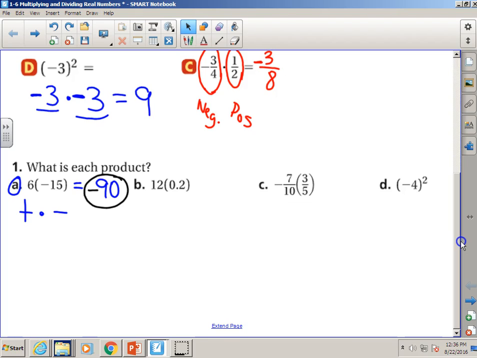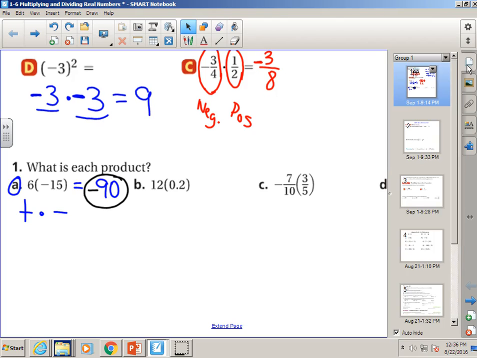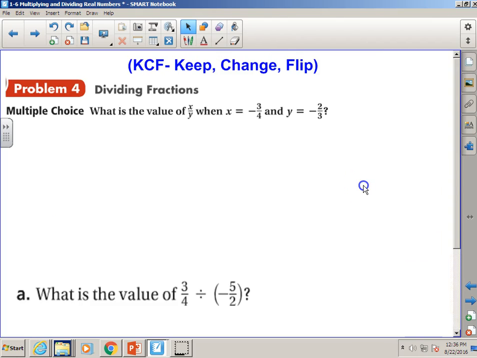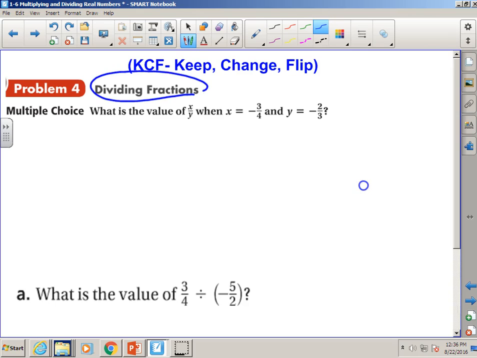Problem C and problem D, guys, are very similar. Again, let me go ahead and show you some with division now, since the multiplication is our easiest ones. Some of you might have heard of this KCF, keep, change, flip. This is only when you are dividing fractions. So when you're dividing fractions, you do the keep, change, flip.